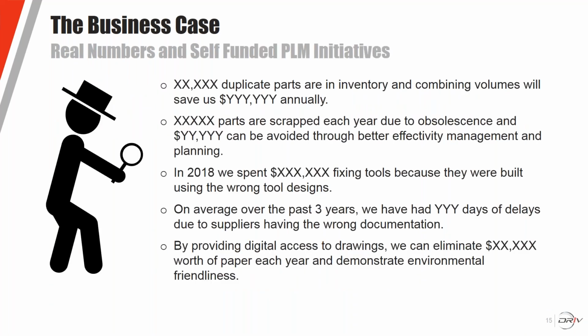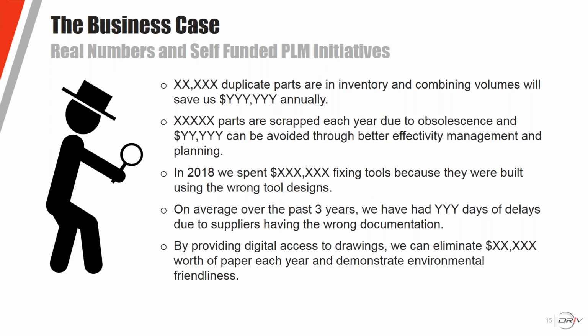The right way to do this is to start talking about real numbers that you can measure. Again, what are my strategic initiatives that I need to achieve against, that I need to support with my PLM strategy, that I can then show real world savings? So for example, if I have a certain number of duplicate parts in inventory and I can save us a certain amount of money, then that's something I can actually demonstrate. If we have a certain number of parts that are scrapped per year because we don't manage our obsolescence, well, there's dollar figures there. If we want to talk about fixing tools and the amount of money that we spend doing that because they were built to wrong tooling designs, again, you start to see that what you need to do is the homework to understand what are the problems that you're trying to solve and what are the dollar figures that you can tie to that you can save the company by implementing a PLM tool.